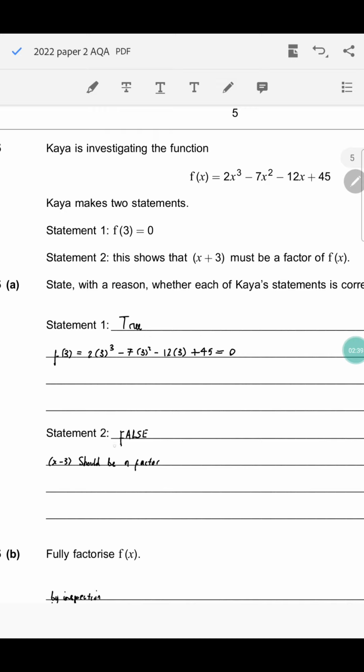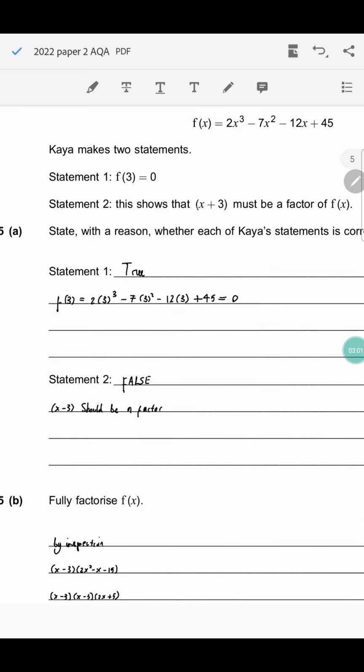Now, with statement 2, it says that that means that x plus 3 has to be a factor. That is not true, because if f of 3 equals 0, then x minus 3 would be a factor. Because if we solve that, we should get x equals 3. Because if it's x plus 3, then you're solving to get x equals negative 3, which is not the case here.